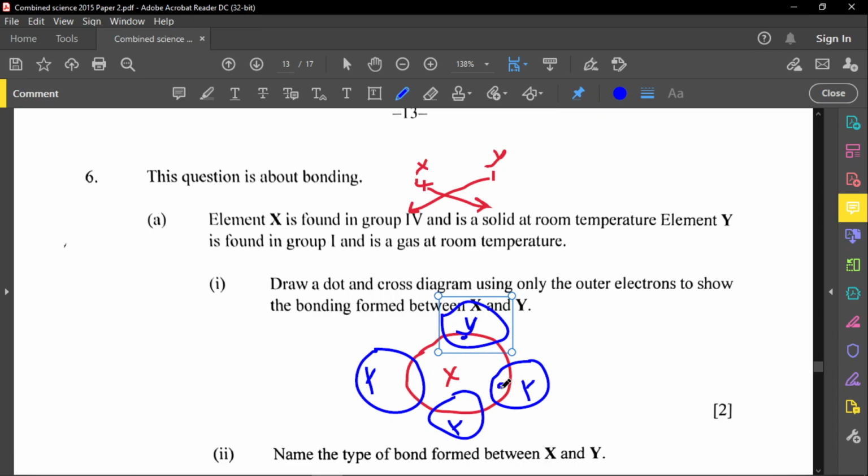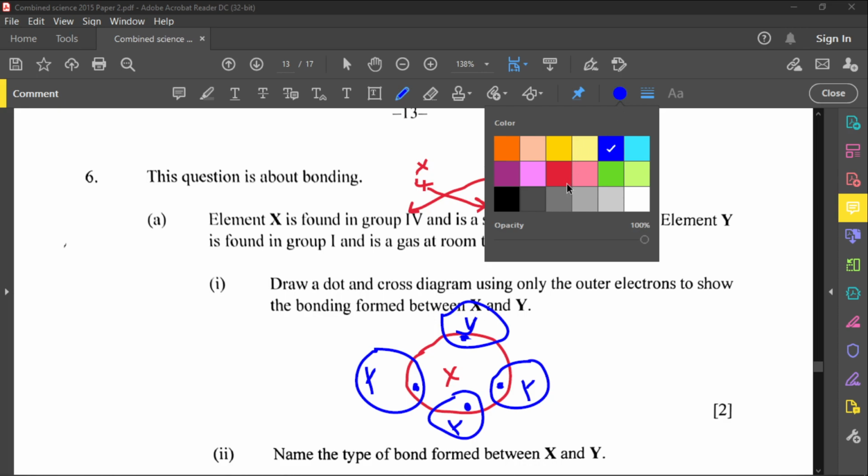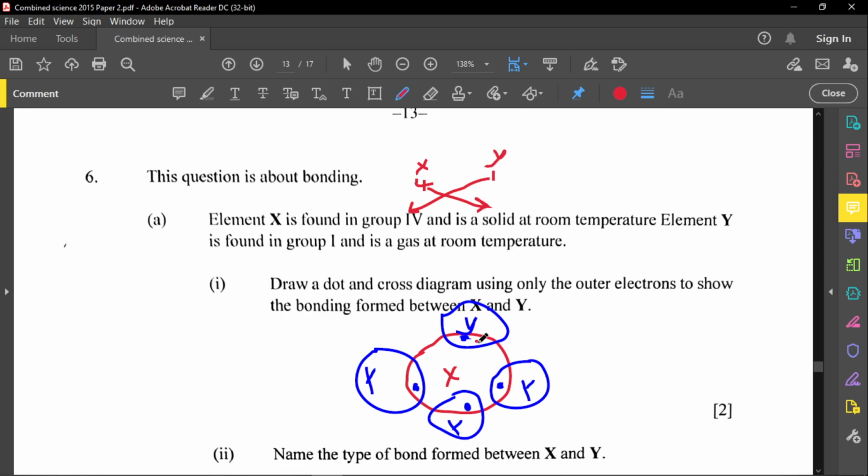I'm going to use a different color for X. So I put 1 each coming from the Y, which is the blue. And now I'll put the electron coming from X as well. Let's put this in red. And so 1 electron will be given up right here from element X, 1 here from element X, 1 here from element X. Okay, so what they're forming here is all single bonds. And that will be the bonding there.